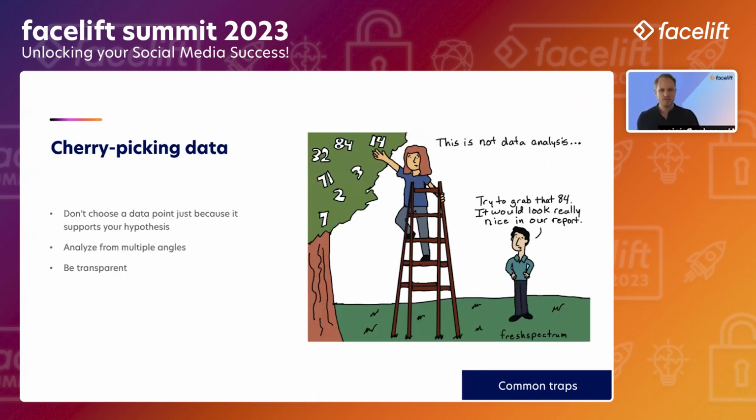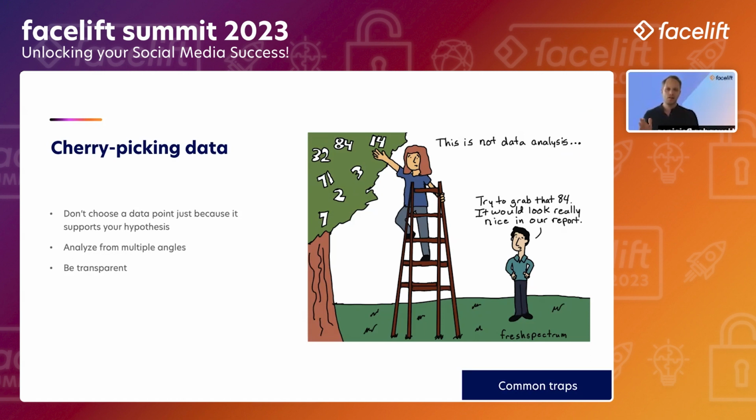Cherry picking data is also something we see regularly. You see this funny little comic here, right? This is not data analysis. Try to grab that 84. It would really look nice in our report, right? So we see this also a lot, that you see something, try to pick it, and you take it out of context, basically. So usually what we recommend is really look at data from multiple angles, right?